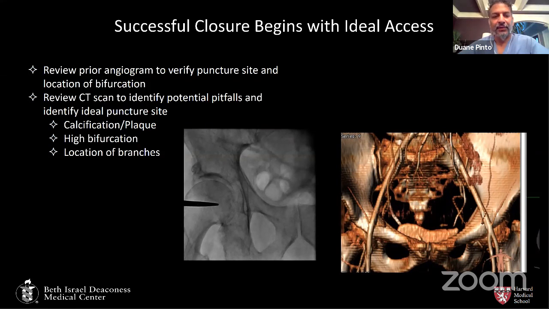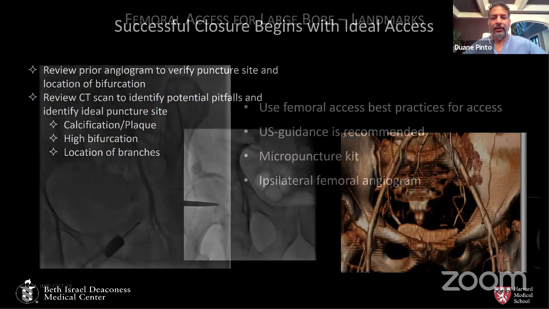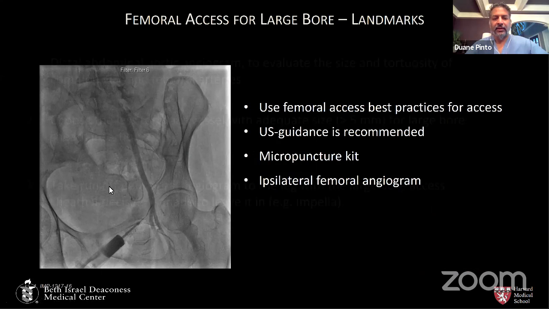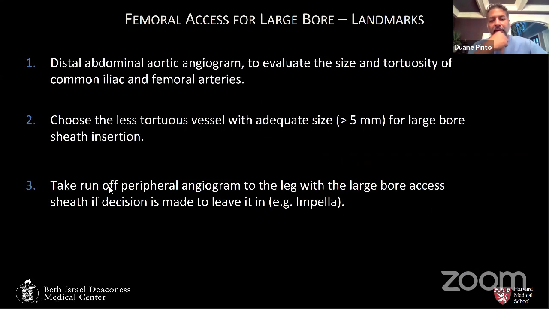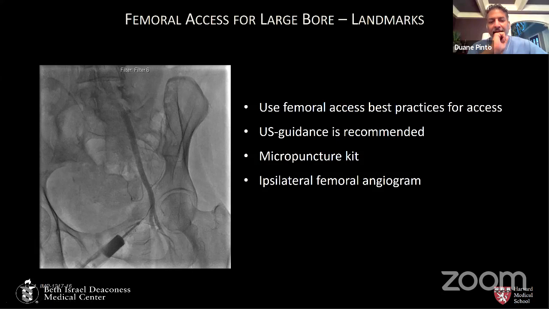Again, the CT lets you know if there's calcification. I showed you the high bifurcation here, and you also see the branches, in this case, the inferior epigastric and lateral circumflex. Okay, let's see this here. So in this case, you see a slightly high bifurcation that we saw in the CT scan. And you see with the small sheath that's part of the micropuncture kit, we take a picture and make sure that we're accessing the correct area.